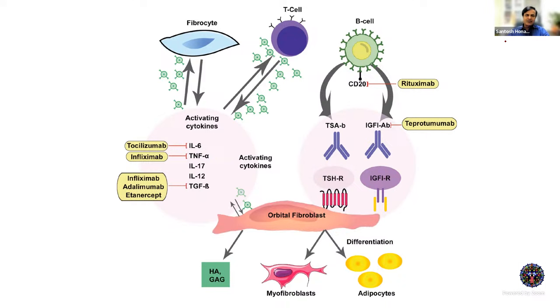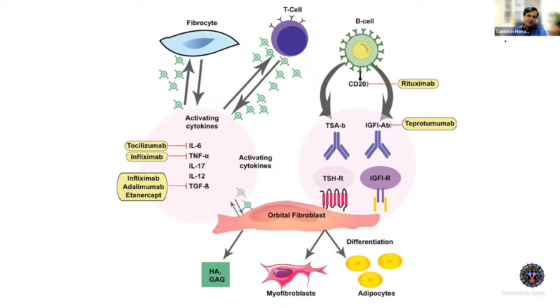This is a graphic from the editorial that I wrote, which you obviously haven't read. Can you explain? It's self-explanatory, but try to explain. I said there are three players: fibrocyte, T cell, and B cell. Correct?